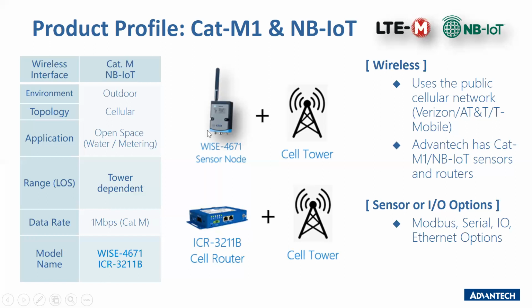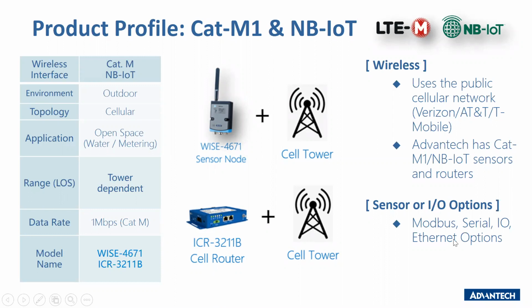So I put a SIM card into either the sensor node or the cell router. I provision it to talk to my cellular carrier, right? And then these devices are right on the internet. So there's no gateway involved. The cell tower icon really just means that carrier's network.